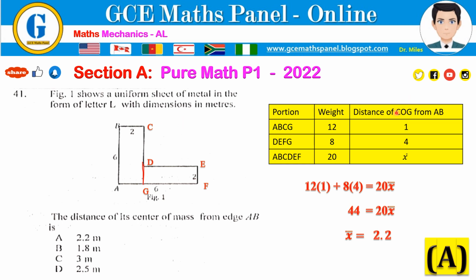Now, for the total shape, the center of gravity is at the point X bar. So from here, the sum of the individual moments about AB, 12 times 1 plus 8 times 4, should be equal to that of the total, 20 times X bar. From here, 44 is equal to 20 X bar, and our X bar is equal to 2.2. Normally, you could even guess that it is after this point of 2 point something, but you will not know whether it's 2.2 or 2.5. So this is the center of mass of this object.